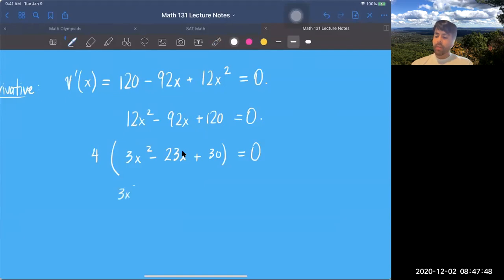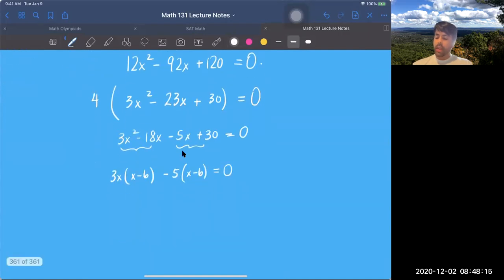This would be 3x squared minus 18x minus 5x plus 30. And that 4, we don't have to worry about that 4 anymore. We could just divide the 4 out, and we're left with this equals 0. And then we can combine, right? Factor by grouping, and we get 3x is x minus 6. So factor out the negative 5, and you get x minus 6 equals 0. And then this becomes x minus 6, 3x minus 5. And then I get x equals 6, and I get x equals 5/3.